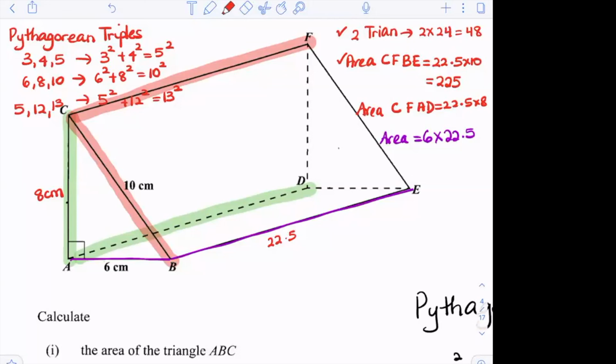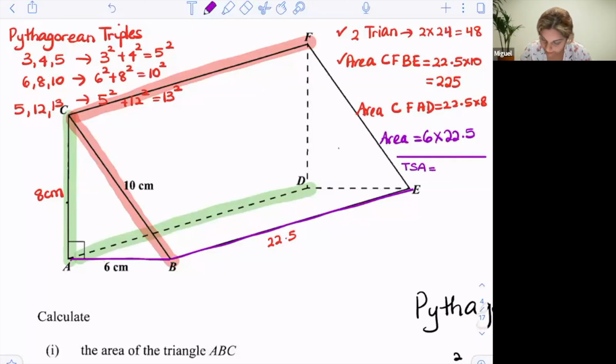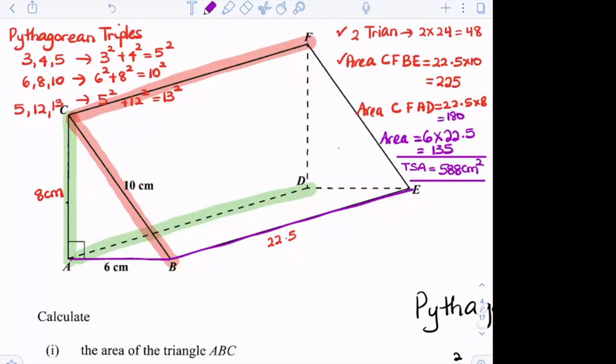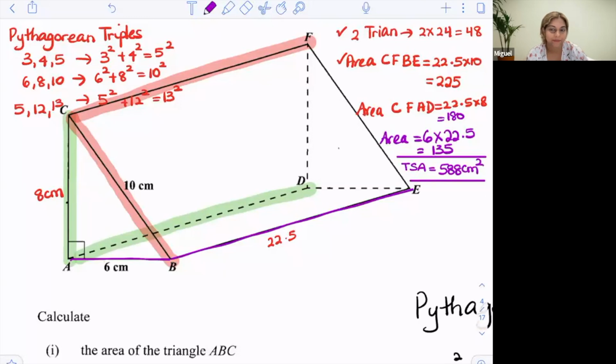Right, what is the total surface area? 540. 540. All right, let's see. So we have 22.5 by 8. This is 180. And 6 by 22.5. This is 135. So 48 plus 225 plus 180 plus 135. I have 588. Check it back and see which one you made an error. Oh, yeah, miss. Sorry. You forgot to add the 48. Yes, miss. All right.